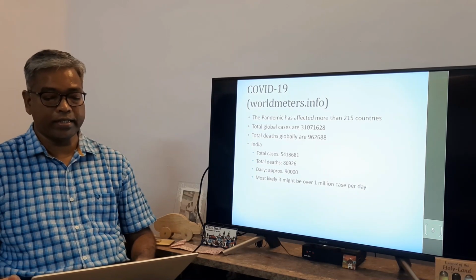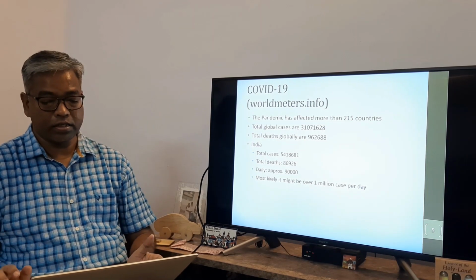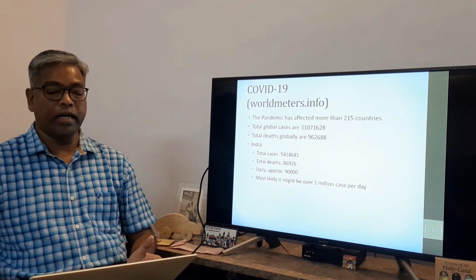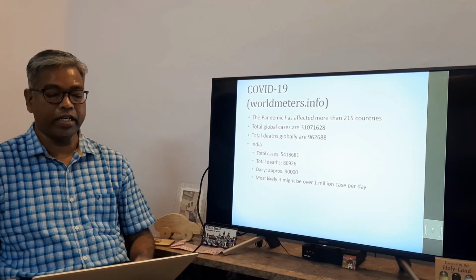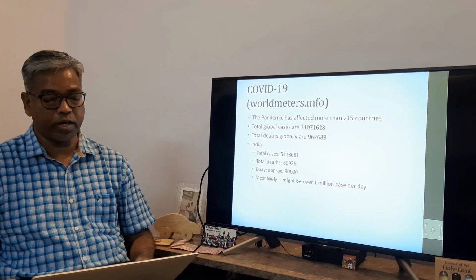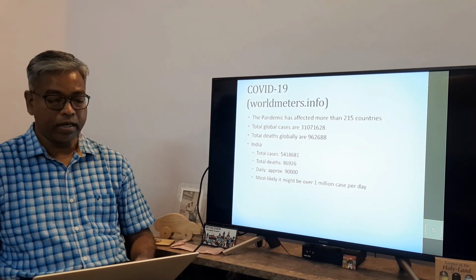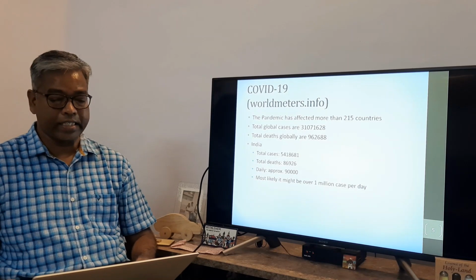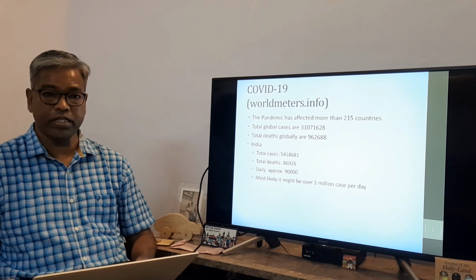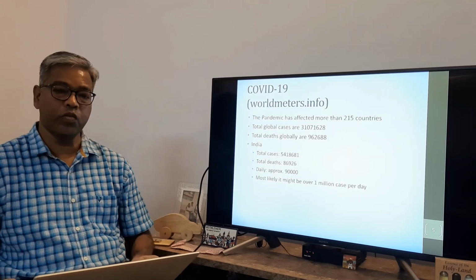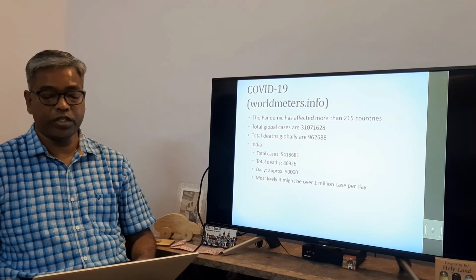And then the total global deaths were 962,688. And in India also, 2 days back, the total number of cases were 5,418,681, and the total deaths were 86,926. Probably right now it is nearing 90,000 deaths. And these are all the figures which have been reported. There may be many more cases which are not reported.